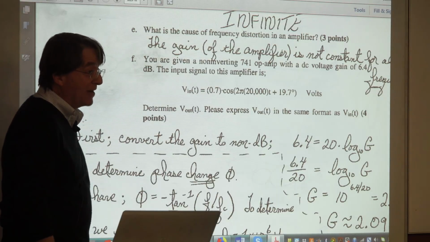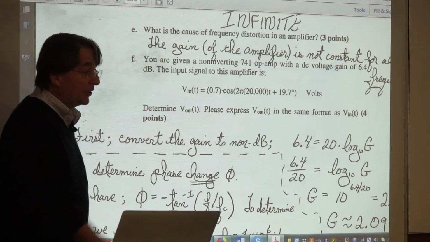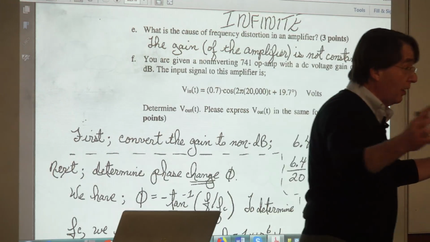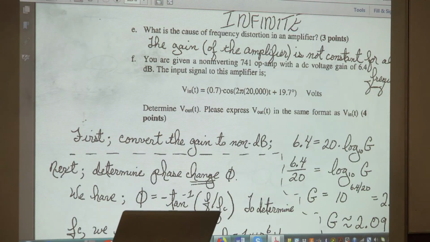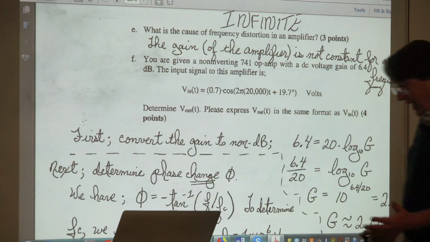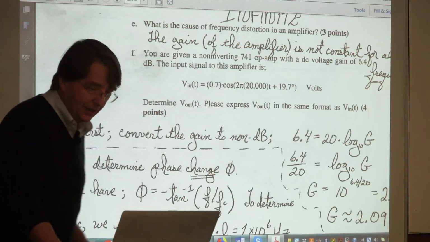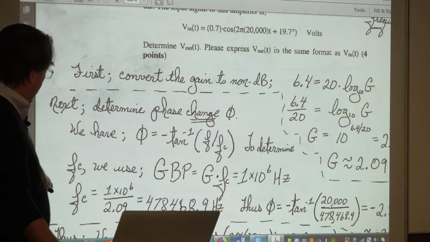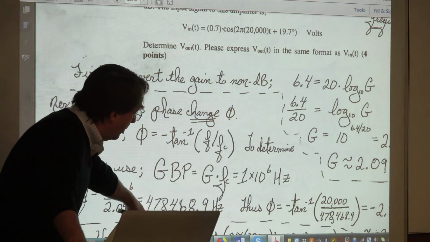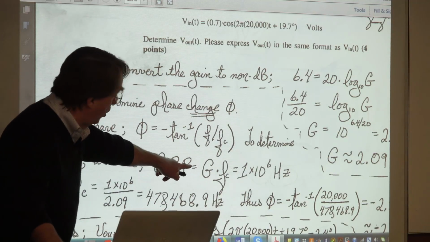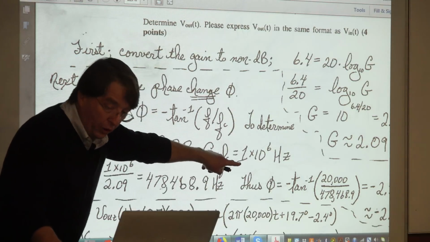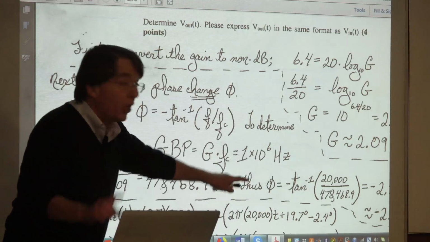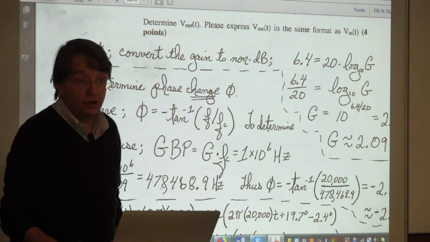Exactly, the gain bandwidth product. And what's the gain bandwidth product for a 741 op amp? It's 1 million. Okay? So we say excellent. So now, just like we did in class, gain bandwidth product is a million. We solve, we get F sub C is this number here. Thus, and I'm sorry, it's running off, it's right around minus 2.4 degrees. You'll see it in my PDF file. Now, last thing, the phase change is minus 2.4 degrees.